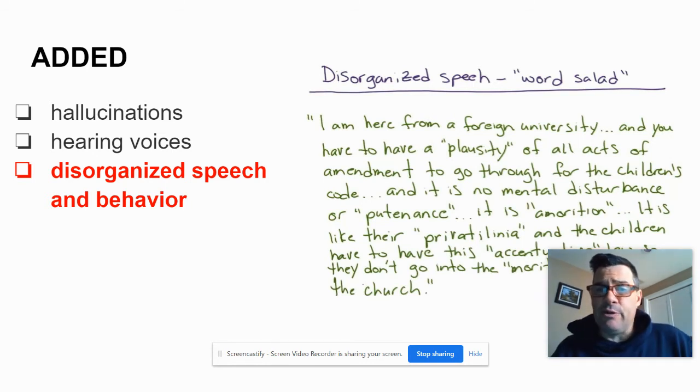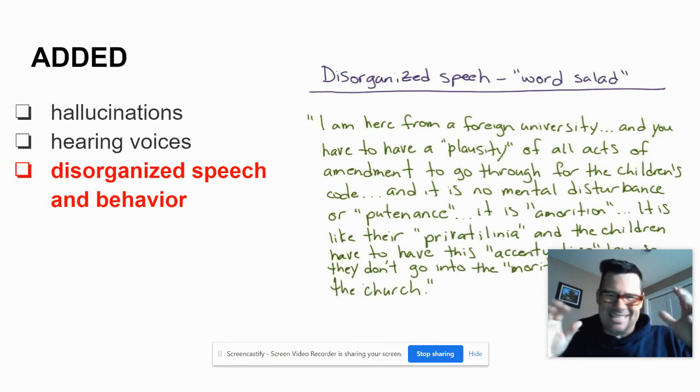I'm here from a foreign university, and you have to have a plausity of all acts of amendment to go through for the children's code. And it is no mental disturbance or putnance. It is an amoration. It is like there. I mean, this makes no sense whatsoever. And that's word salad. It's like the words are coming out, and it doesn't make any sense. It is a word salad.